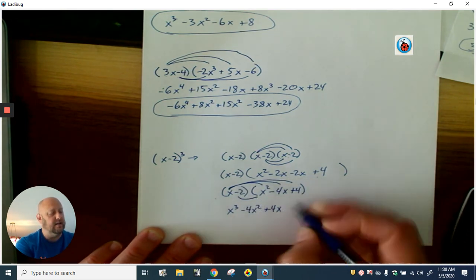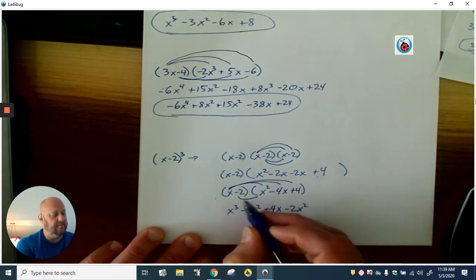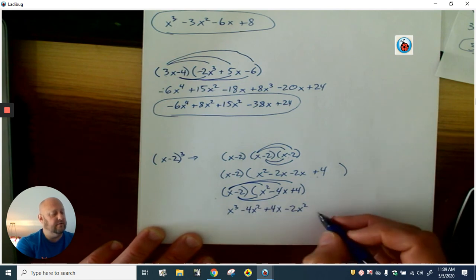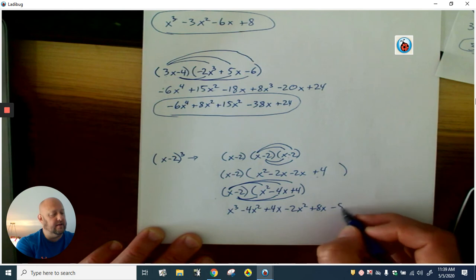And now we got to take the negative 2 through there. So negative 2 times the x squared would be negative 2x squared. Negative 2, negative 4x would be positive 8x. And then we'd have a negative 8.